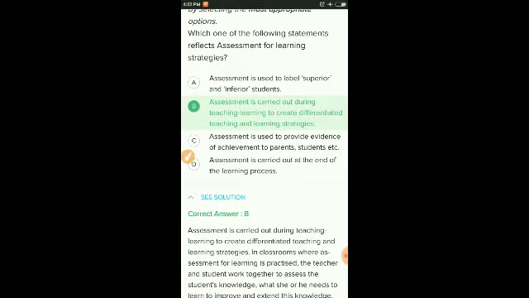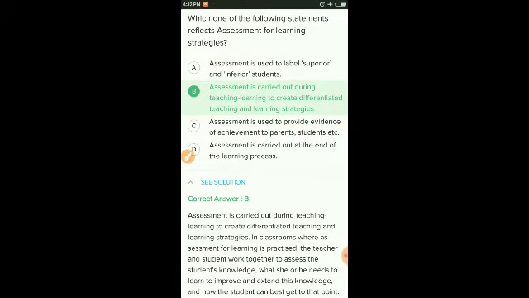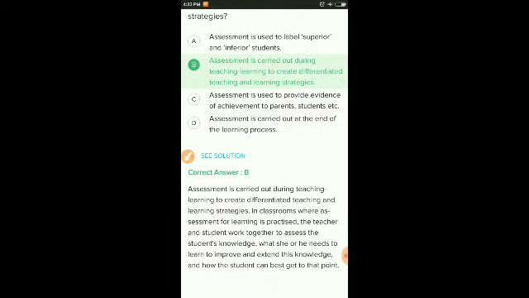Option C is not correct. It says that assessment is used to provide evidence of achievement to parents. Completely wrong. Assessment taken by the teacher doesn't provide any evidence of the improvement of the students to the parents. And option D is also wrong, that assessment is carried out at the end of the learning process. No, it is also not correct.